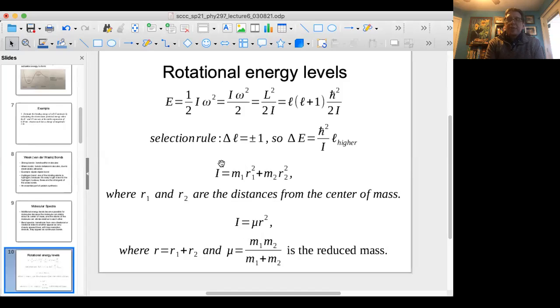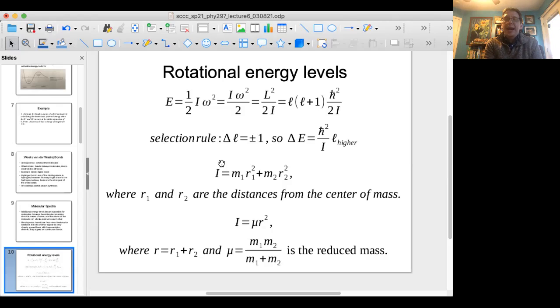So the rotational kinetic energy, this is going back to physics 1, is equal to 1/2 I omega squared, where I is the moment of inertia and omega is the rotational velocity. And so remember the angular momentum is equal to I times omega. So you can write this as L squared over 2I. And we'll write it that way because L is quantized. And so we know what L squared is.